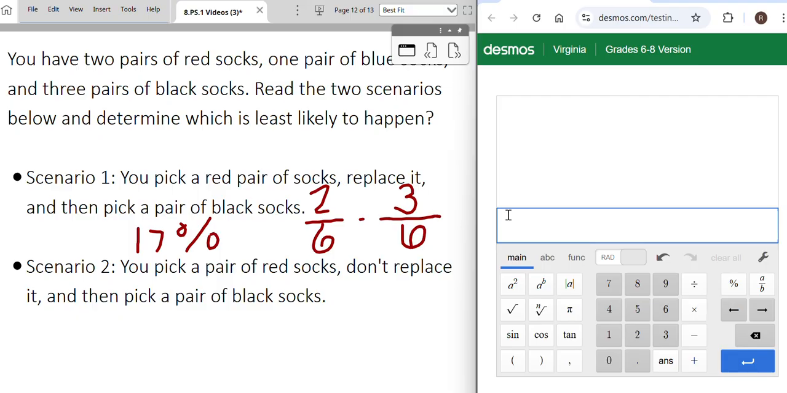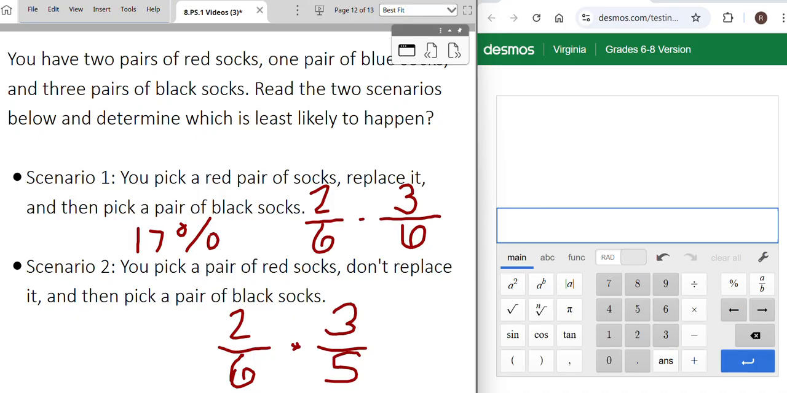Now let's look at scenario number 2. You pick a pair of red socks, do not replace it, then pick a pair of black socks. So we're doing 2 things again, but this time it is definitely dependent. We started with 6 and we wanted red the first time, which is 2 pairs, but then we do not put them back. So our bottom number changes to a 5. Then we want a black pair. There were 3 of those.